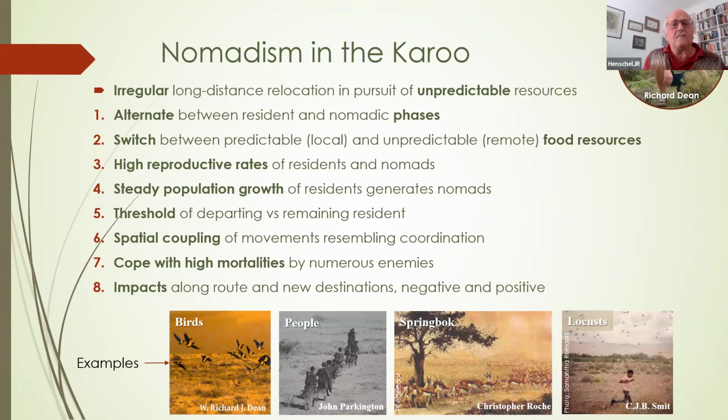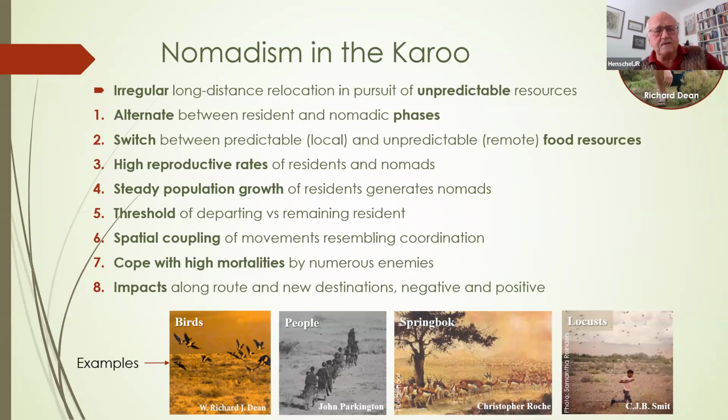The framework starts with there being both residence and nomadic phases. They can switch between the predictable and unpredictable food resources, usually have high reproductive rates, steady population growth, and there's a certain threshold for departing versus deciding to remain resident. Not all residents leave necessarily, so that makes the decision especially interesting.